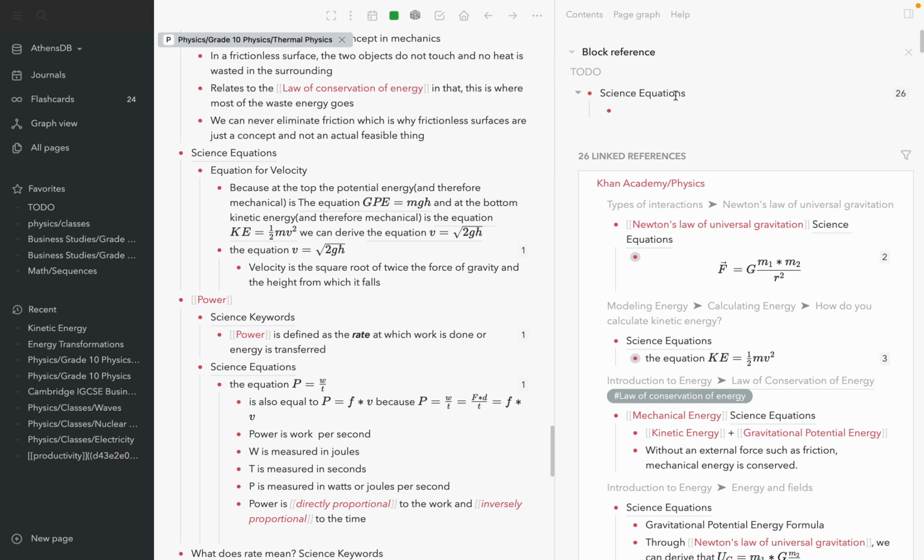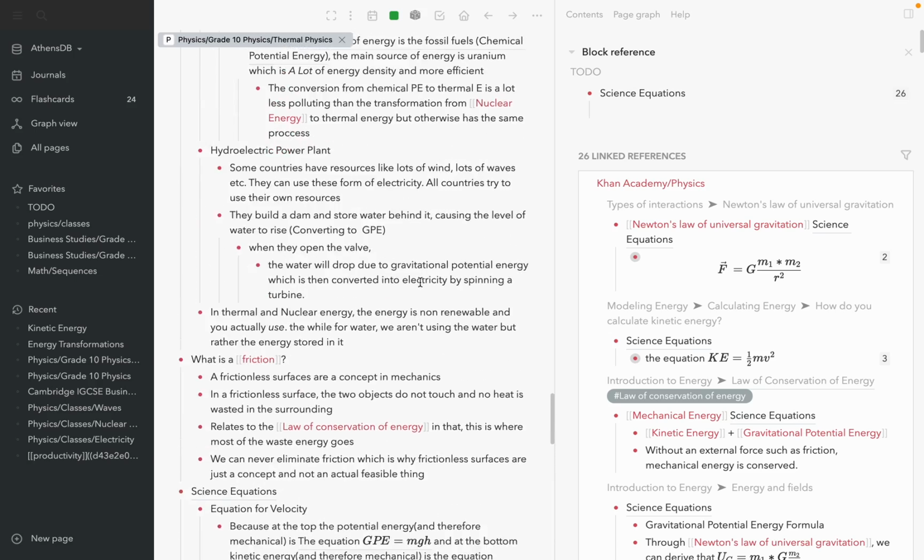Whenever I'm introduced to a new equation, wherever I am, I create this block called science equations, and I refer to it by creating a linked reference. I write down a title, or sometimes just the equation itself, and underneath that I write some explanation for it. Whenever I want to refer to this equation or give it more context, I refer to it using block references, the block reference syntax.